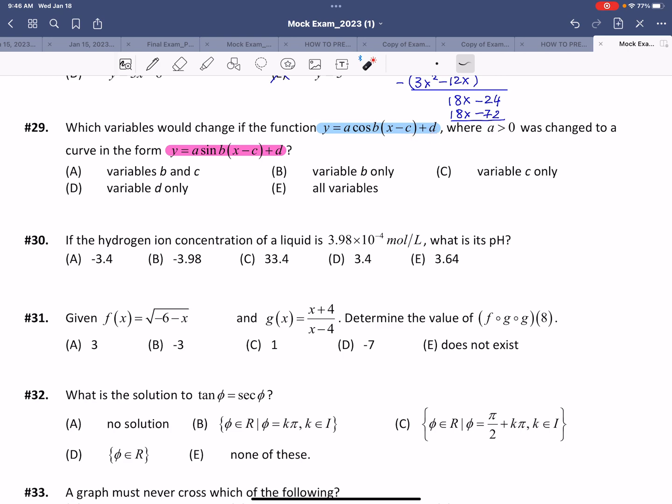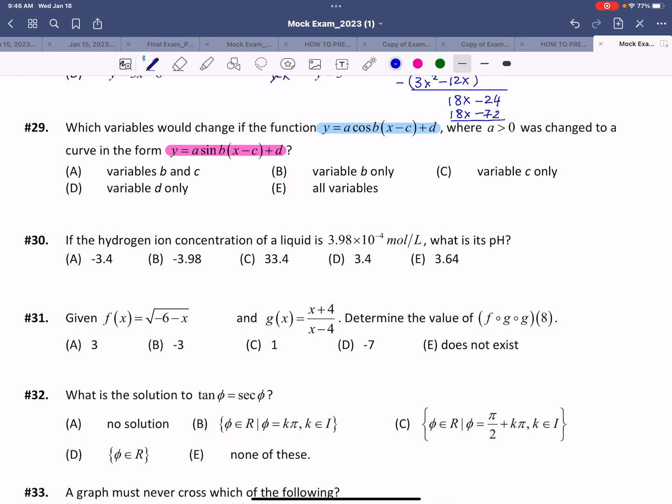So if we are changing, or if we're reading a cosine function as a sine function, if you remember, the vertical expansion or compression doesn't change. The period length, which is defined by the coefficient b, does not change. The vertical translation doesn't change. The only variable that changes is the coefficient c, which indicates the phase shift.